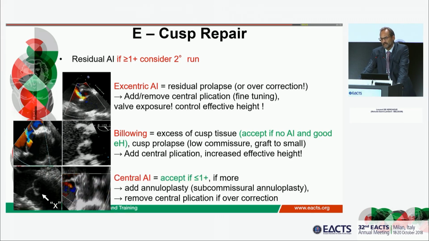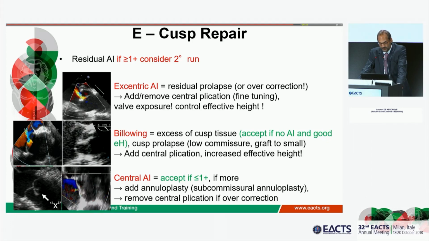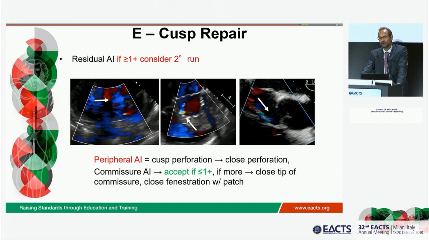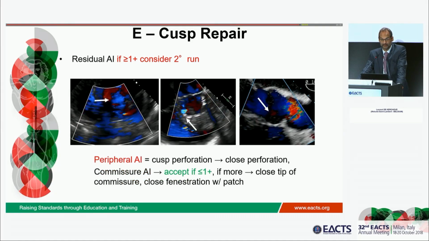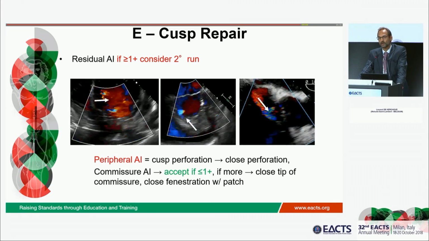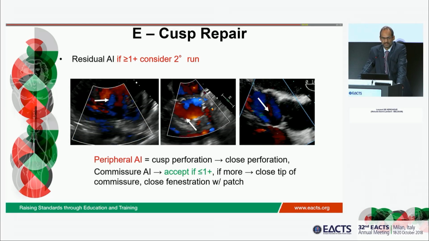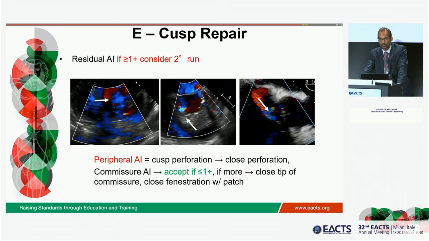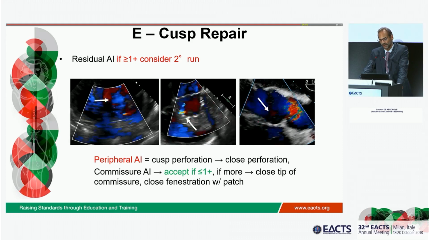Central AI, accept it except if more than 1. If more, one option can be to add an annuloplasty; subcommissural annuloplasty inside the valve sparing reimplantation is possible, or remove central plication if you think it is overcorrection. Now, sometimes you have peripheral AI, and that is the sign of a perforation if you have done decalcification or shaving. If it's from a commissure, if it is less than 1, accept it. Otherwise, you can close just the tip of the commissure or close the fenestration, which is responsible, with a patch.